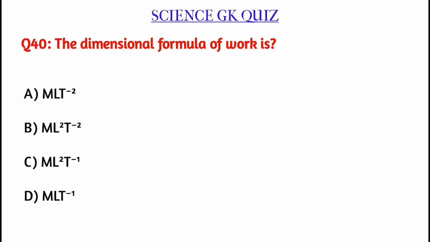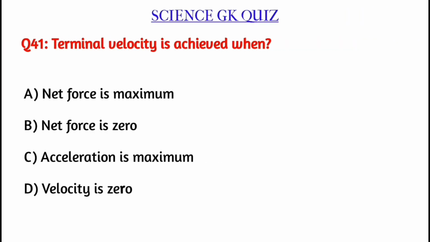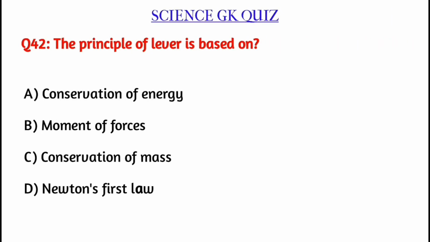Question number 40. The dimensional formula of work is... answer B, M L to the power 2 T to the power minus 2. Question number 41. Terminal velocity is achieved when... answer B, net force is 0. Question number 42. The principle of lever is based on... answer B, moment of forces.